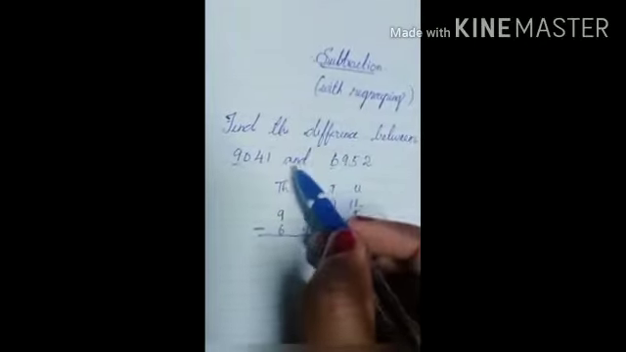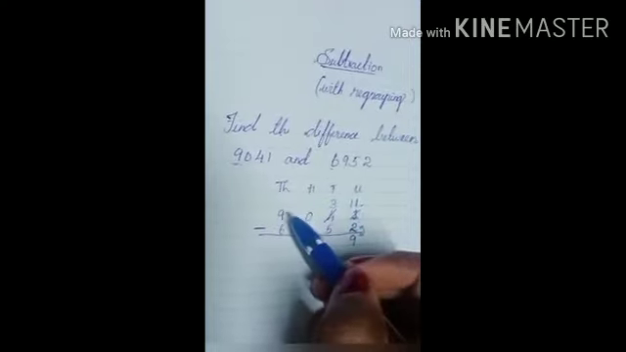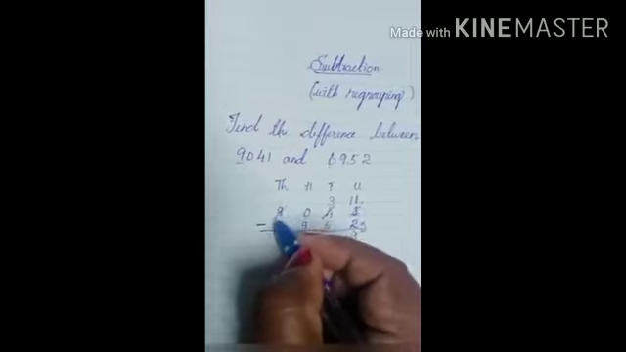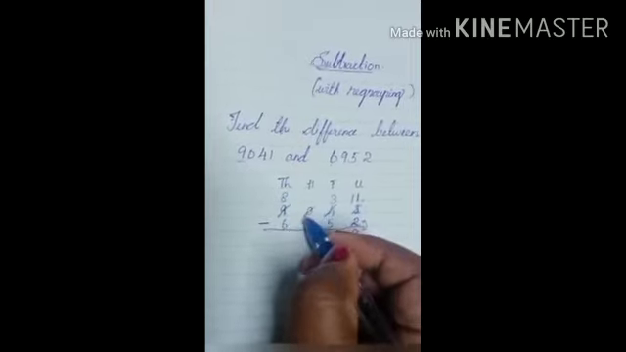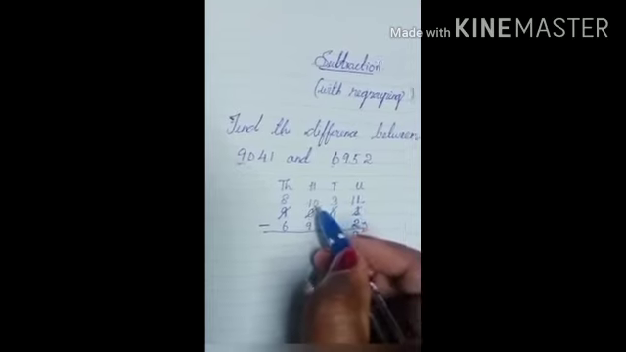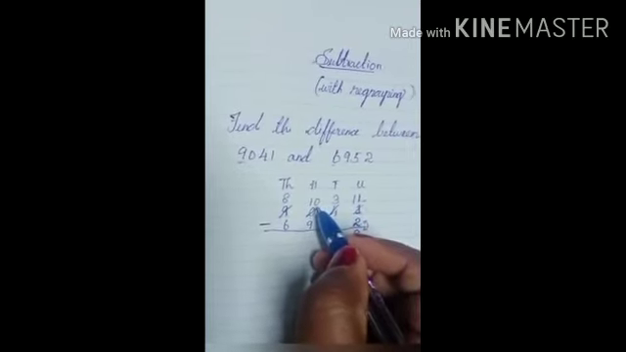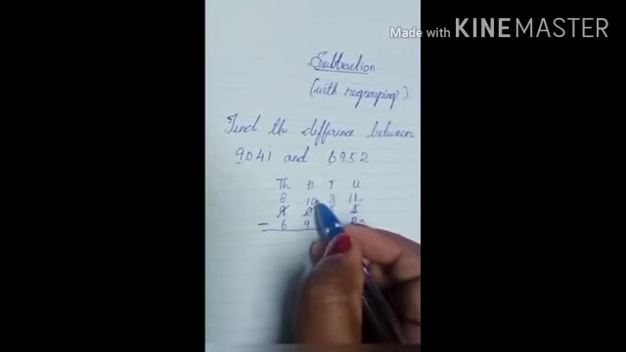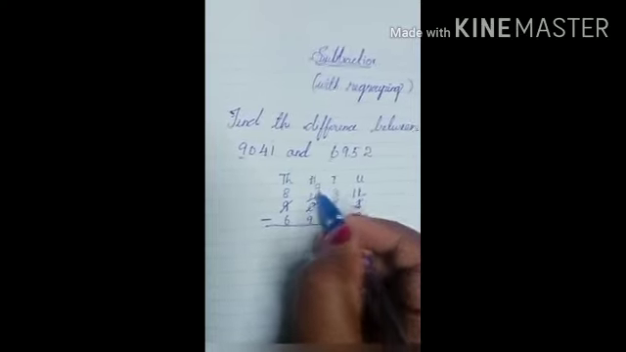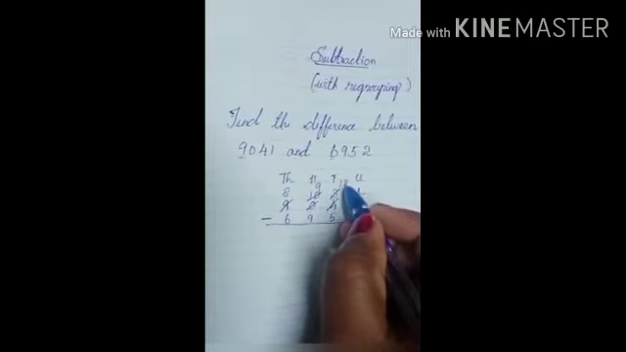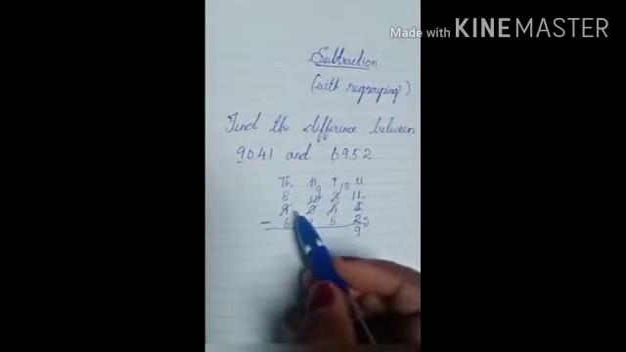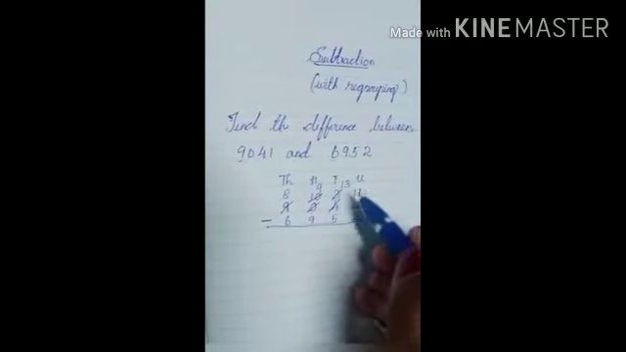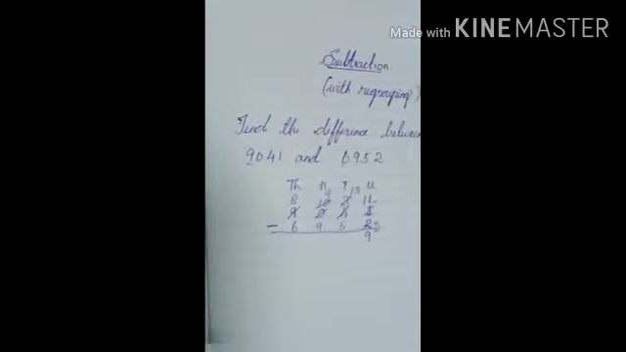So you can't borrow it directly from here. So you have to just borrow one from here. So this becomes 8. This becomes 10. Okay, now you got 10 in this place, isn't it? Now you can borrow one from here. So this becomes 9. This 3 becomes 13. Do you understand? So you have to go step by step, not directly.